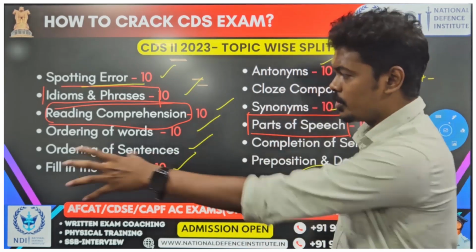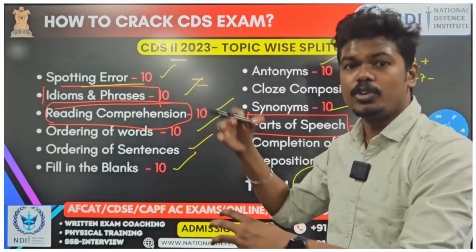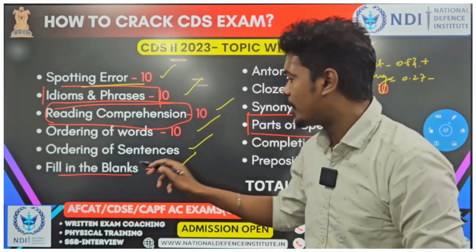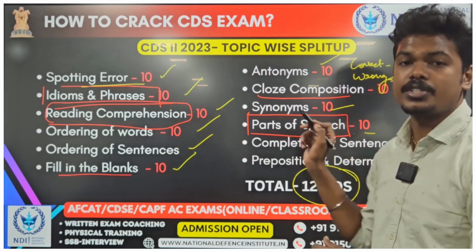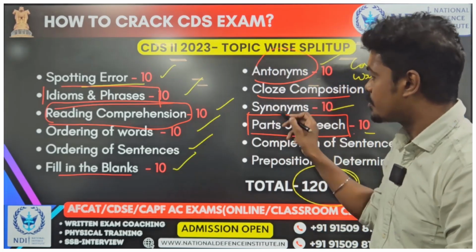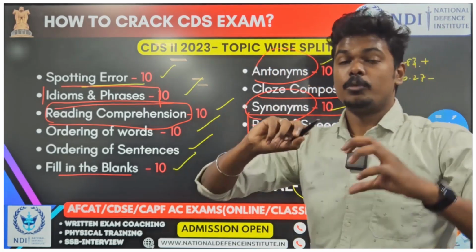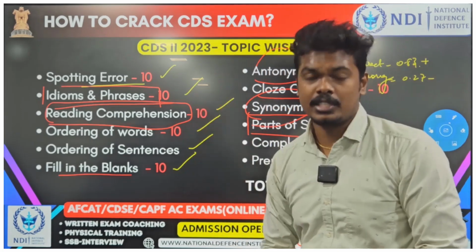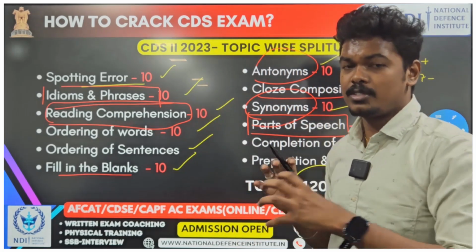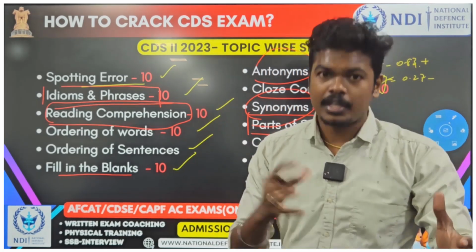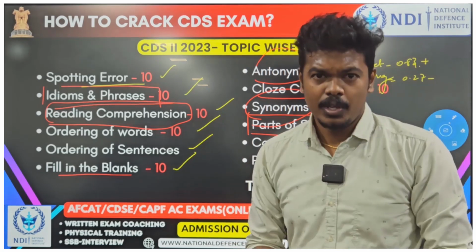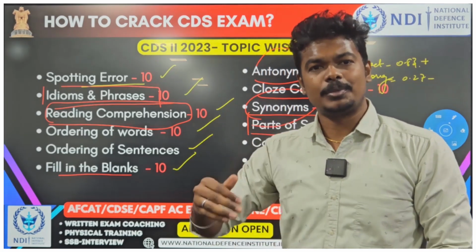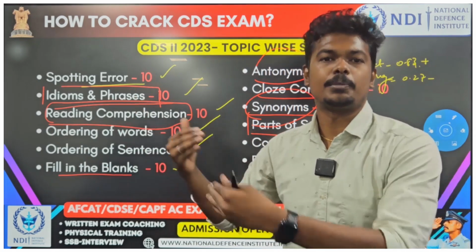So first you can concentrate on these basic things, then we can go further, to fill in the blanks, then to the cloze comprehension, then to antonyms and synonyms. And one benefit of studying antonyms and synonyms is that there is no specific preparation for them. If you are preparing for synonyms and know the meaning, you can just come up with the opposite meaning. So there is no separate preparation for it.